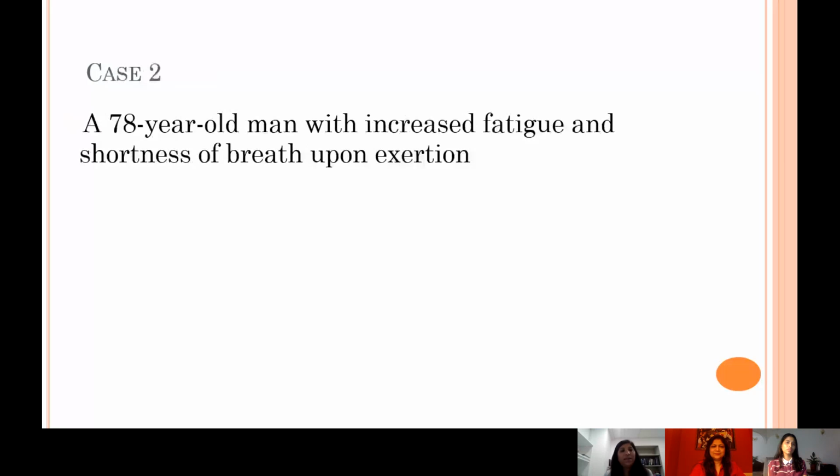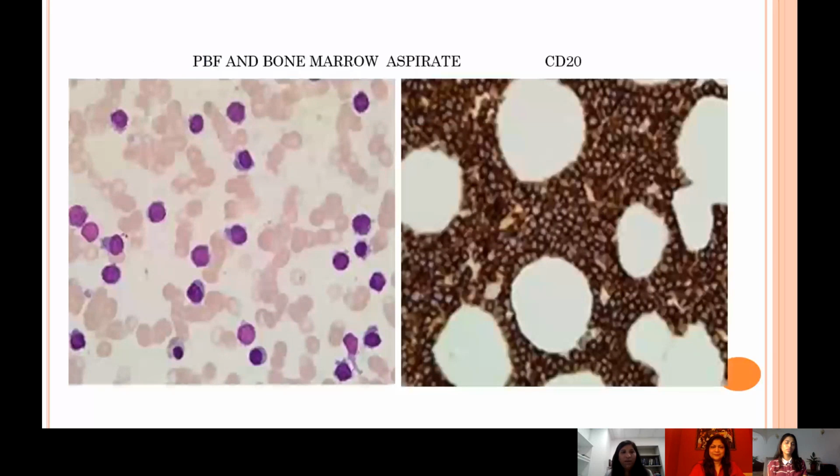Before I discuss that case, I'm going to case number 2. This is a 78-year-old male with increased fatigue and shortness of breath on exertion. On the left-hand side, in the peripheral blood film, you can see these round cells. They have condensed chromatin, without prominent nucleoli. They are showing this bluish cytoplasm.